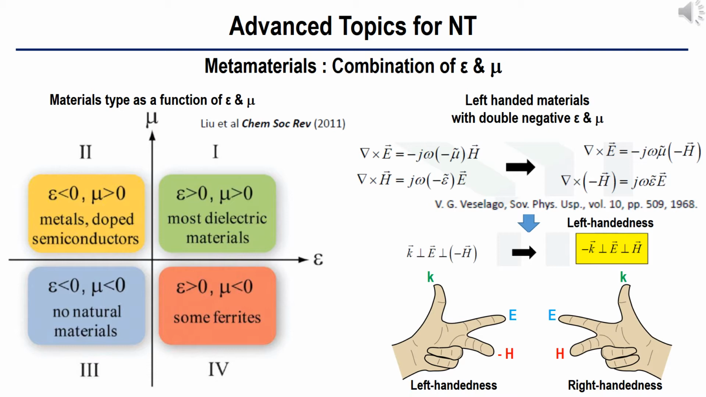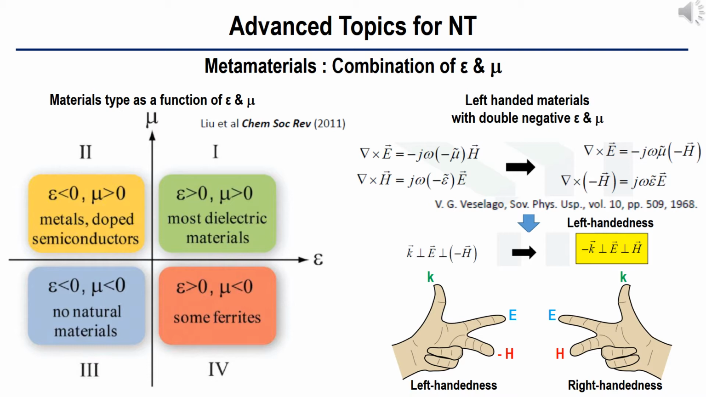Then what exactly are the left-handed materials? Actually, this question was first suggested by the Soviet physicist Veselago in 1968. Let us think about simple Maxwell equations. The epsilon and mu, let us replace them with negative ones as shown in the right equations. As can be seen from the equations, we can find that the original three-dimensional vector relationship is inversed.